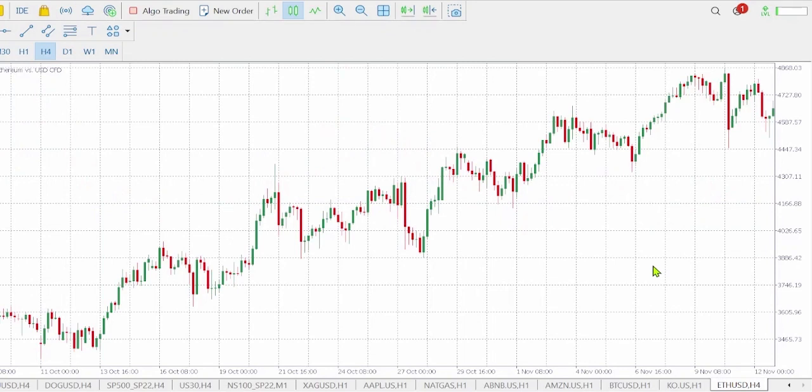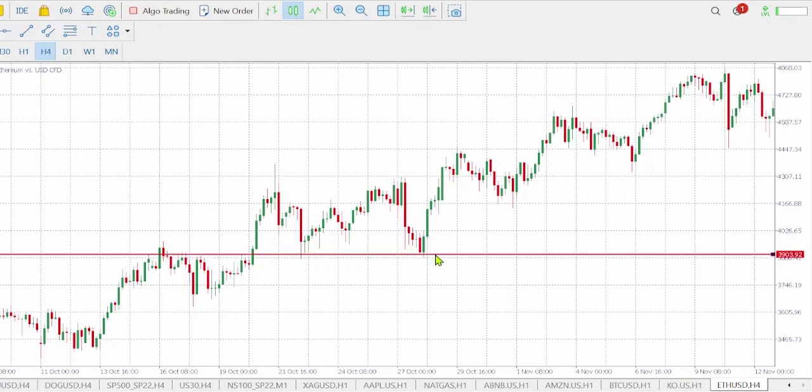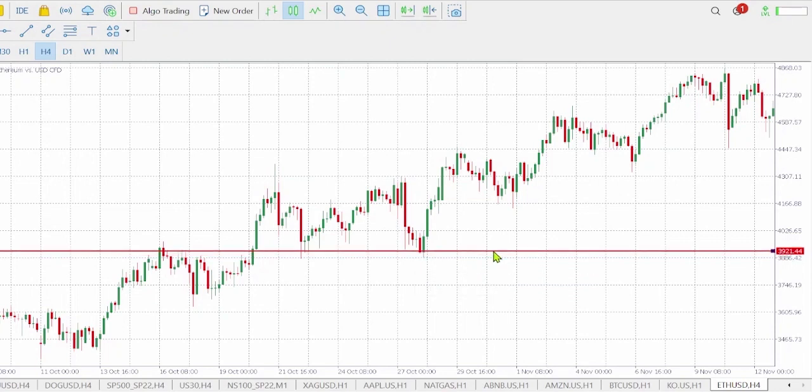Now, where in this chart will I be looking for a buying opportunity? We shall be using support and resistance levels to identify the entry trigger. Let's do the support and resistance levels. This is support that was previously resistance here.